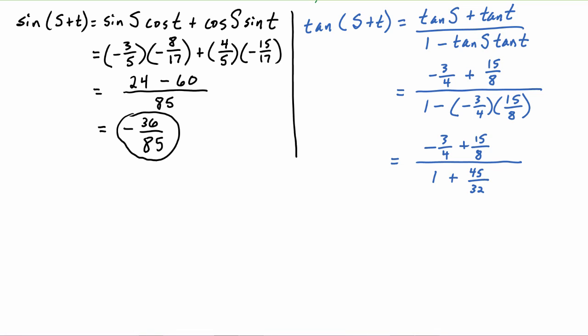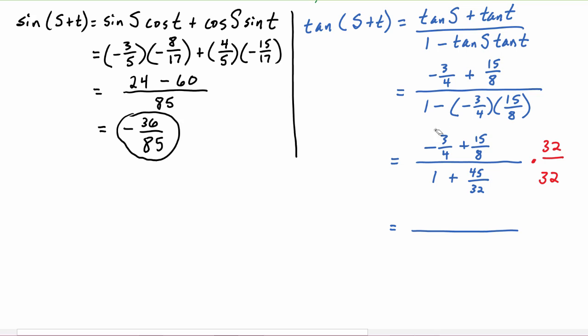or you can clear out all of the denominators in your complex fraction by multiplying by 1 in the form of the LCD over itself. We see we have denominators of 4, 8, and 32, so the LCD would be 32, so that is the form of 1 we want to use to clear out all these extra denominators.